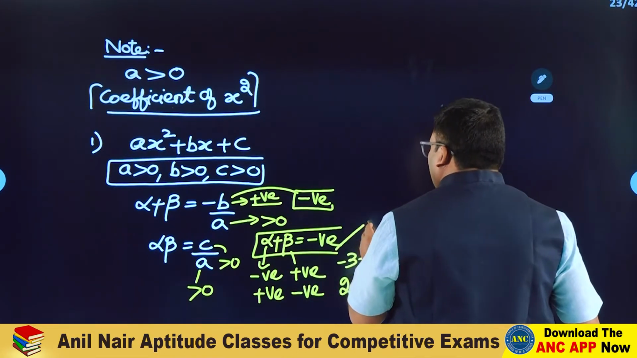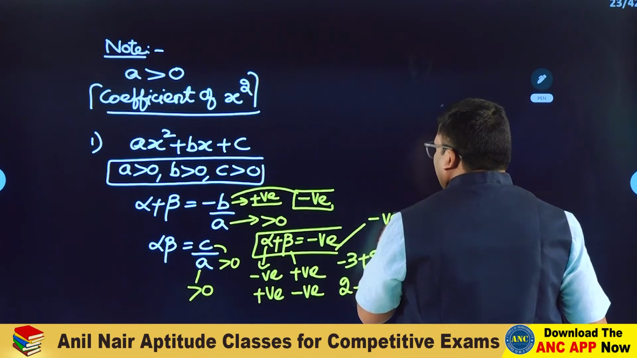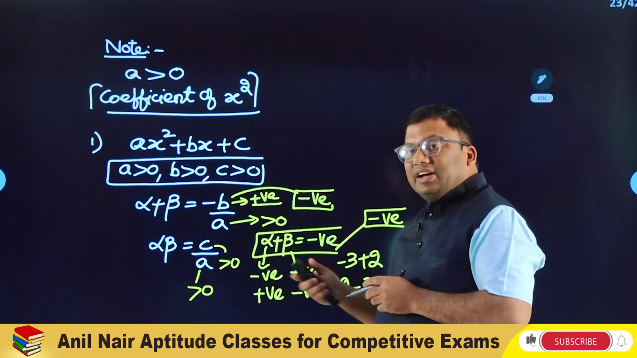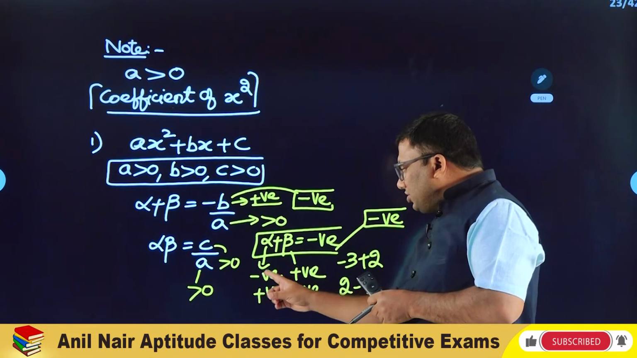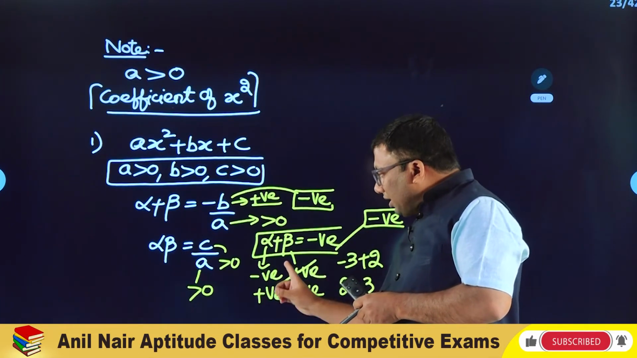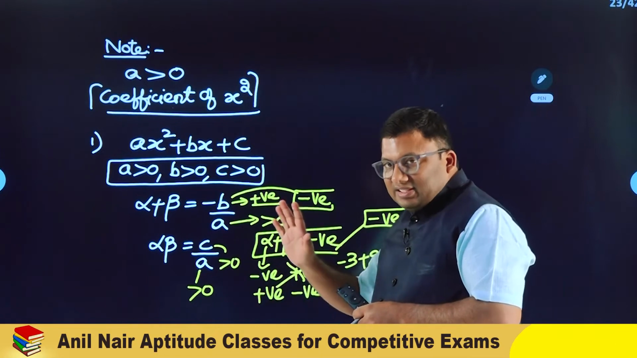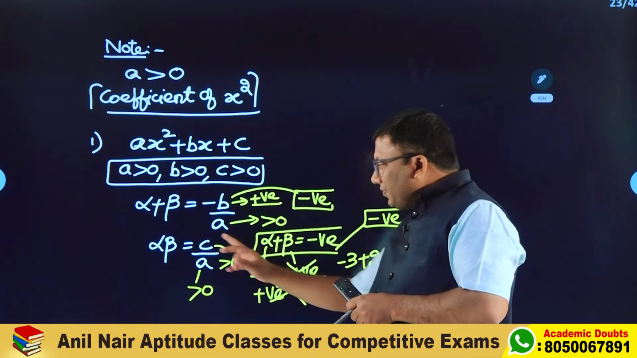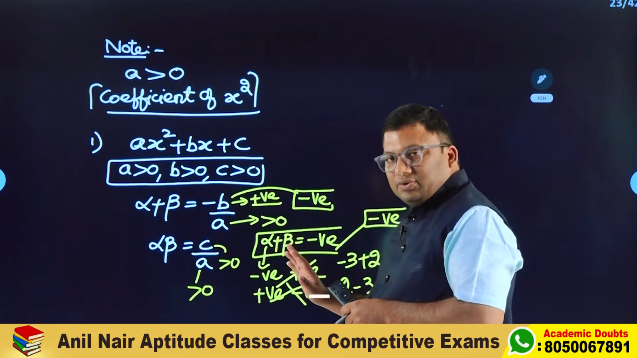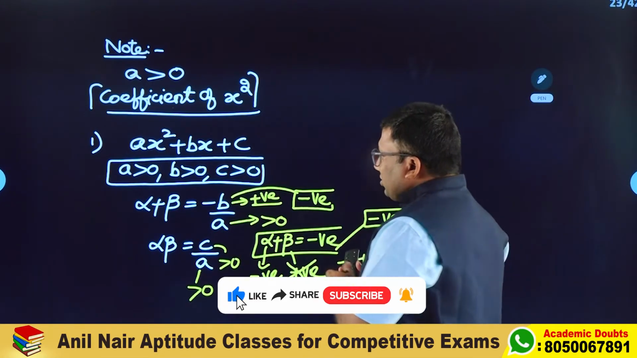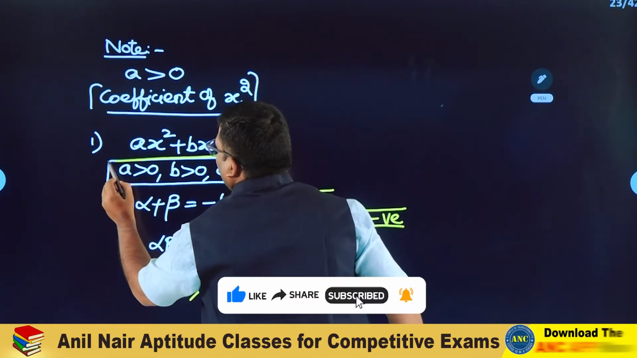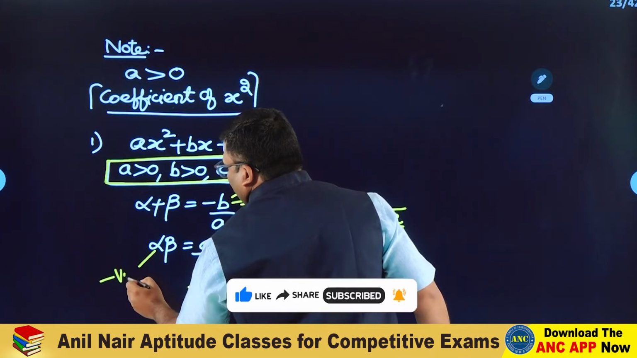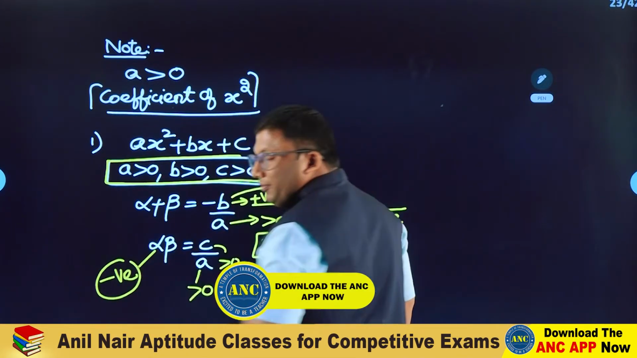So, another case also will come. Both are negative. Negative, negative will add up to negative. Right hand side should be positive. Positive into negative is negative. But right hand side is positive. This case is not possible. That means if A greater than 0, B greater than 0, C greater than 0, both the roots will be negative. Please write down.